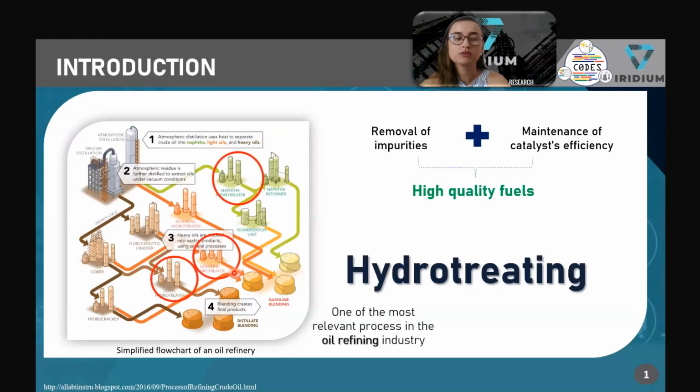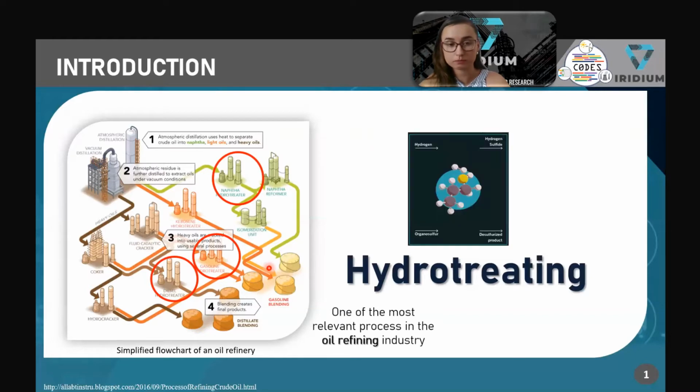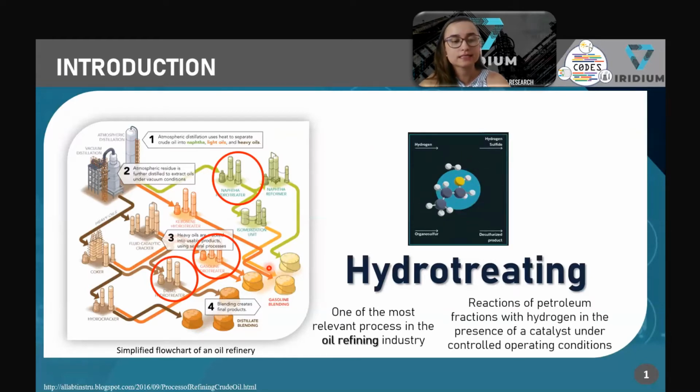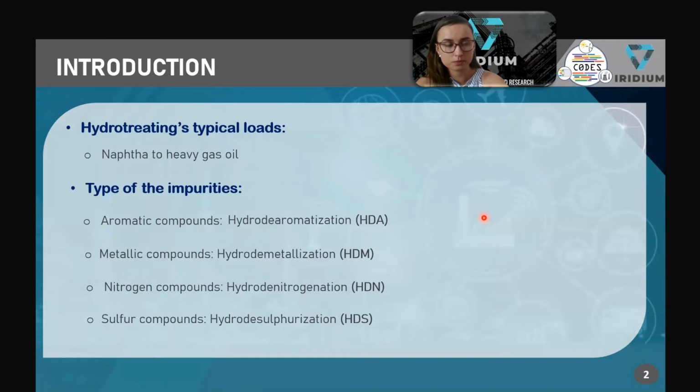Hydrotreating can be considered one of the most relevant processes in this context, and it can be defined as a set of reactions of petroleum fractions with hydrogen in the presence of a catalyst under controlled operating conditions. In these illustrations, it's possible to see in a didactic way how these reactions occur. An oil molecule contaminated with sulfur contacts a hydrogen molecule on the catalyst surface and suffers a connection break, producing two new components, a desulfurized oil molecule and a molecule of hydrogen sulfide.